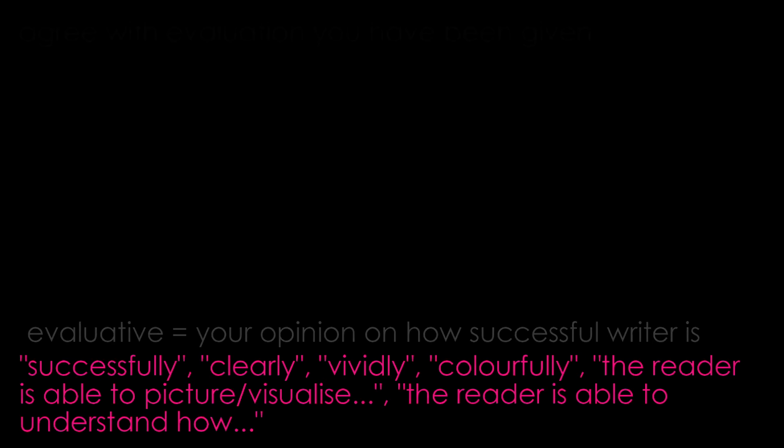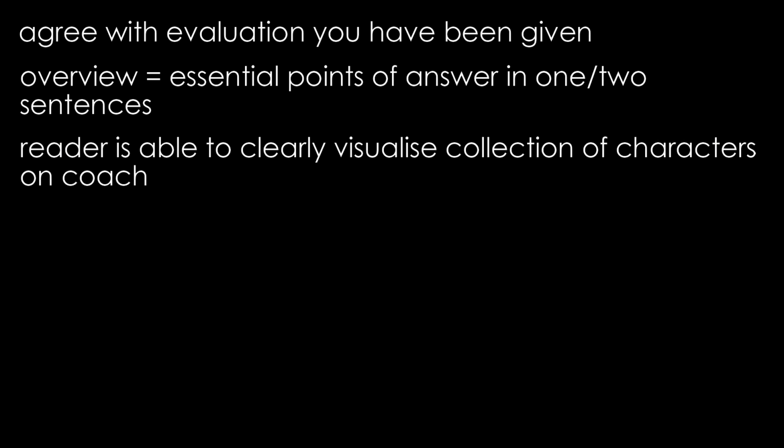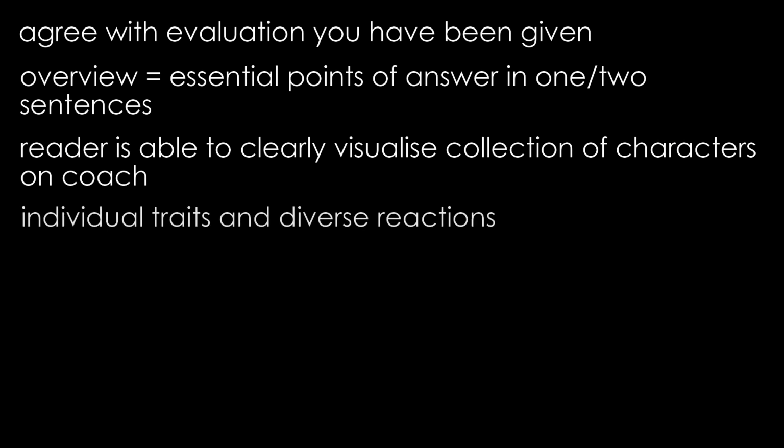My first comment, after agreeing with the statement that the writer successfully brings these different characters inside the coach to life, is going to be an overview. In other words, if I was only allowed 1 or at the most 2 sentences to put the essential points of my answer over, what would I say? I would say that du Maurier creates a collection of characters in the coach whom the reader is able to clearly visualise by focusing on their individual traits and how they react in diverse ways to the stormy conditions and uncomfortable coach journey. I would then go on to talk in detail about how she does this, focusing on each character in turn.